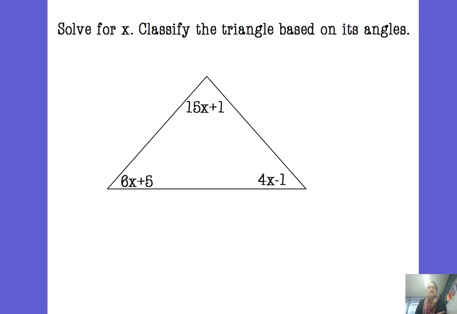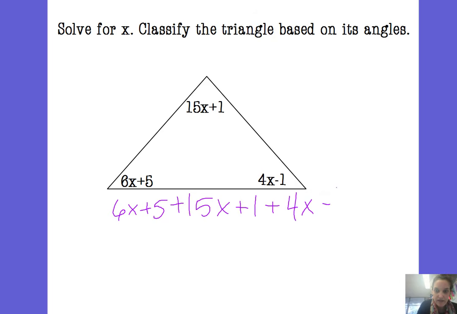Here's another example. Solve for x. Classify the triangle based on its angles. So I have my 3 angles. I have expressions to represent my 3 angles. I know by the triangle sum theorem, if I add up these 3 angles, they should always add up to 180 degrees. So I can say 6x plus 5 plus 15x plus 1 plus 4x minus 1. If I add up those 3 angles, they should add up to 180. In every triangle, I can add up all the angles, set them equal to 180.